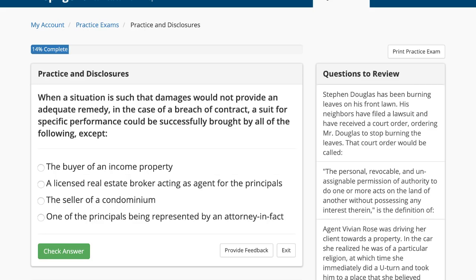Okay, here we go. When a situation is such that damages would not provide an adequate remedy, in the case of a breach of contract, a suit for specific performance could be successfully brought by all the following except A, the buyer of an income property, B, a licensed real estate broker acting as an agent for the principal, C, the seller of a condominium, or D, one of the principals being represented by an attorney in fact.